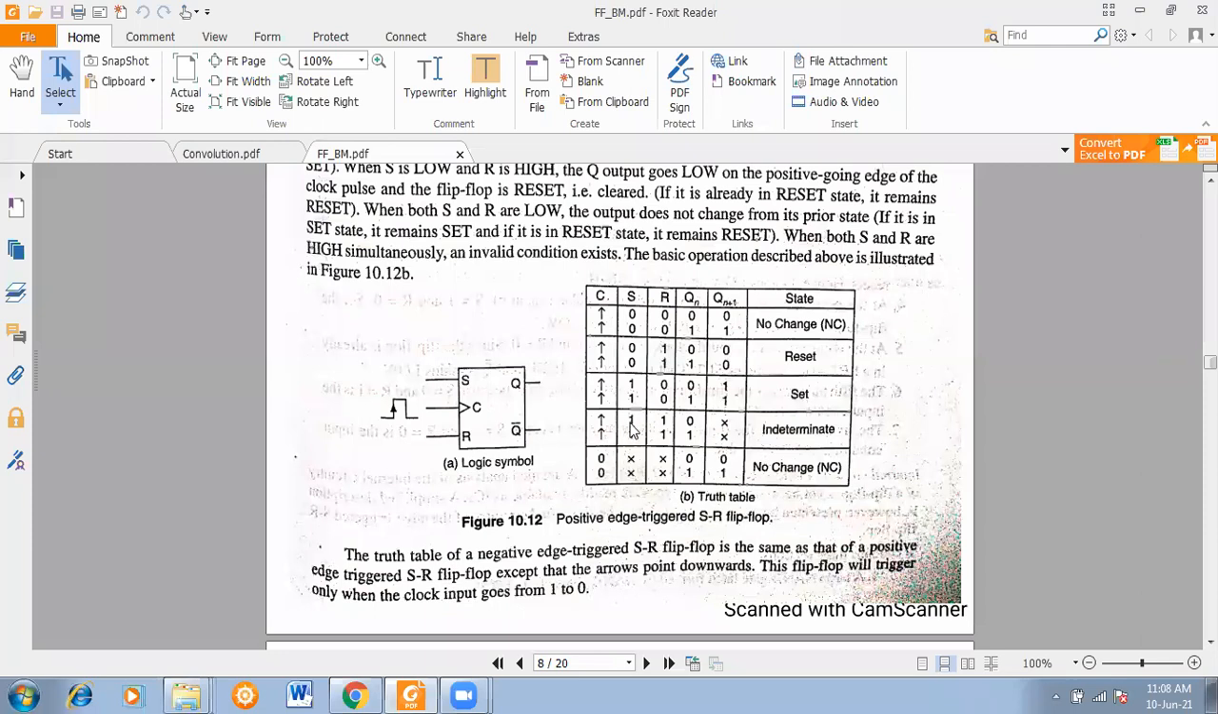And when the clock is present, if you apply S and R both high, we know that it is called indeterminate state, undefined state, prohibited state, undesirable state, forbidden state. You can give it any name, as I mentioned. And if the clock is absent, the clock is disabled here, irrespective of the input of the flip flop, your output will never change. It will continue at its previous state. That is also called no change condition. So this is your positive edge trigger flip flop.